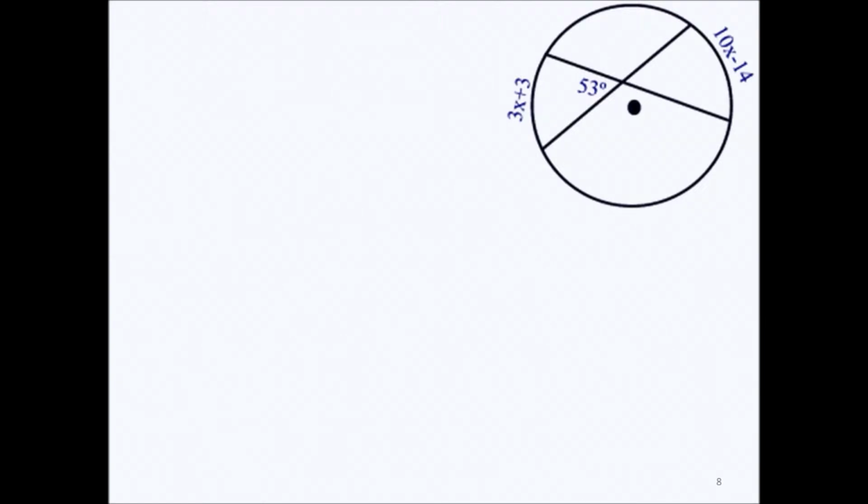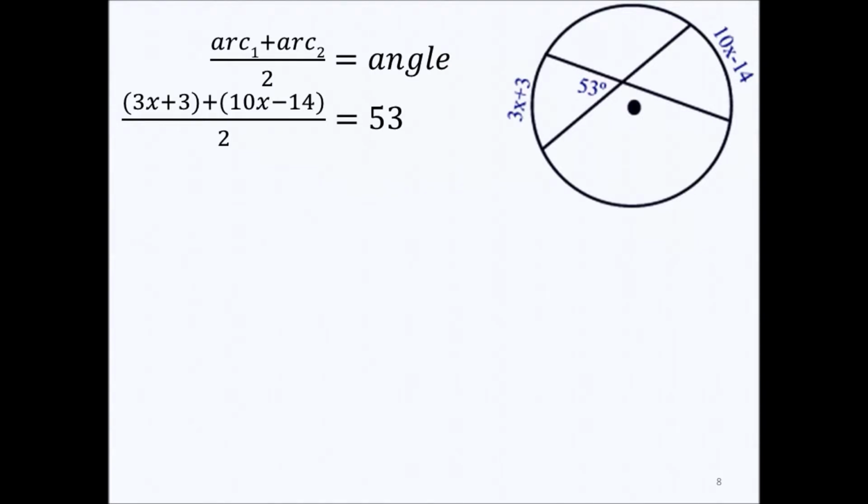Within this circle, we have two chords that intersect each other. However, they don't intersect each other at the center point of the circle. Therefore, there's an equation that we have to use. That equation is that the first arc plus the second arc, all divided by 2, is equal to the angle that intercepts the 2 arcs. So to solve this, we're going to add 3x plus 3 plus 10x minus 14 and divide all of that by 2 and set it equal to 53.